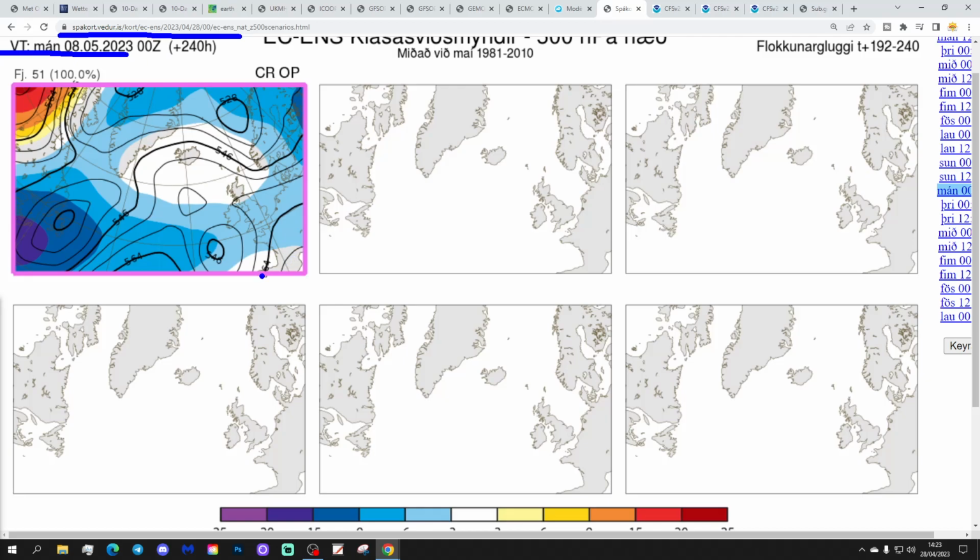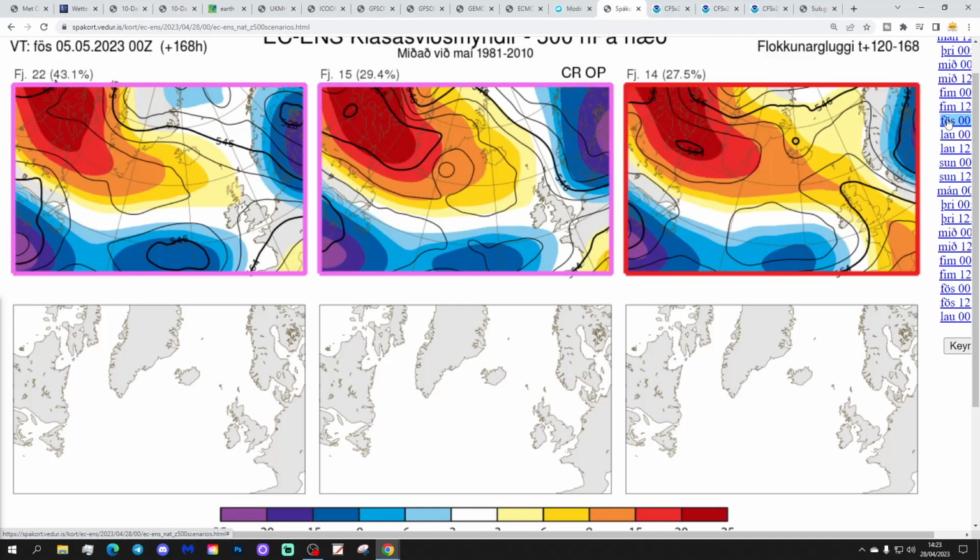51 out of 51 members of the ECM Ensembles, all of them with lower pressure to our south and west. Higher pressure sort of easing up to the north, but still there. So it's turning more unsettled as we're going up to day 10. You see how that happens on the options here.